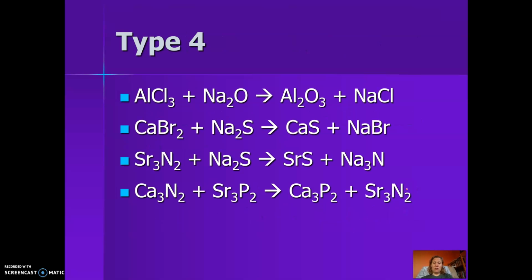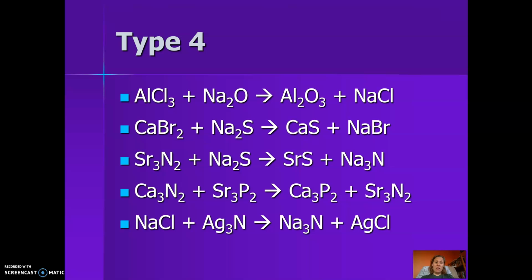Again, a bunch of examples. So these were just single elements, but this could be Na2SO4, and it would be CaSO4 plus NaBr. It could be polyatomic ions, but really, okay, so there we go.